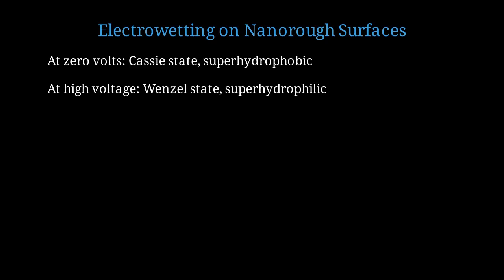Now the surface becomes superhydrophilic with contact angle near zero. You might ask, is this reversible? Can we go back from Wenzel to Cassie by removing the voltage? The answer is not easily. The Wenzel state is often a deeper energy minimum. To reverse it, you typically need to dry the surface or apply mechanical vibration to nucleate air pockets.